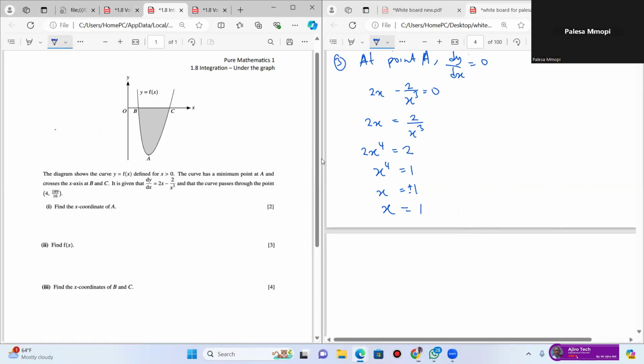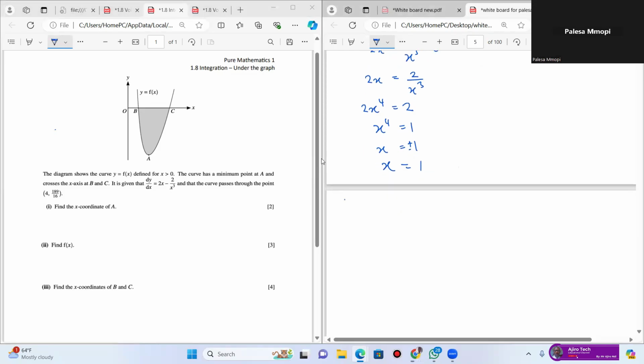Now find f of x. You find f of x by integrating. You might need to find b and c. Yes, but let us integrate first. Okay, let's integrate.